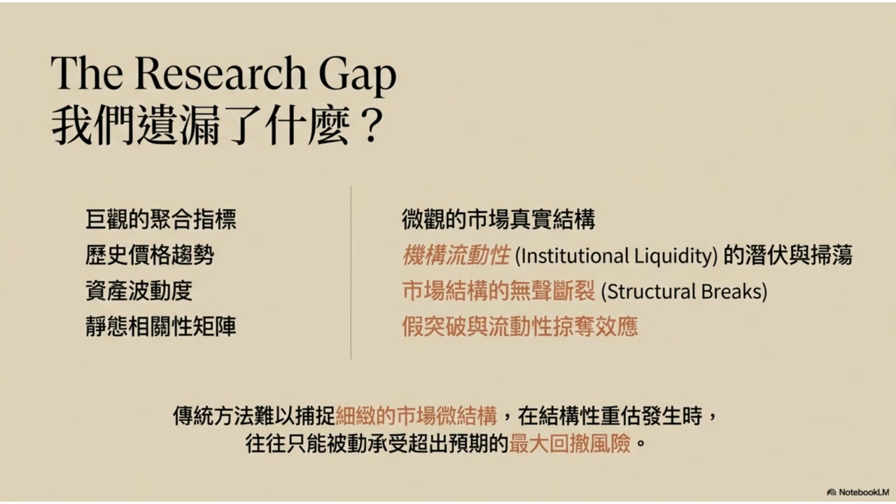The main gap in traditional methods is that they usually rely on aggregated indicators, such as price, return, volatility, and asset correlation. These indicators are useful, but they do not explicitly describe market microstructure or institutional liquidity behavior. For example, liquidity sweeps, false breakouts, structural breaks, and key order zones are usually not represented in traditional asset allocation models. Therefore, this research introduces SMC-based structural signals to provide a more detailed view of market conditions.